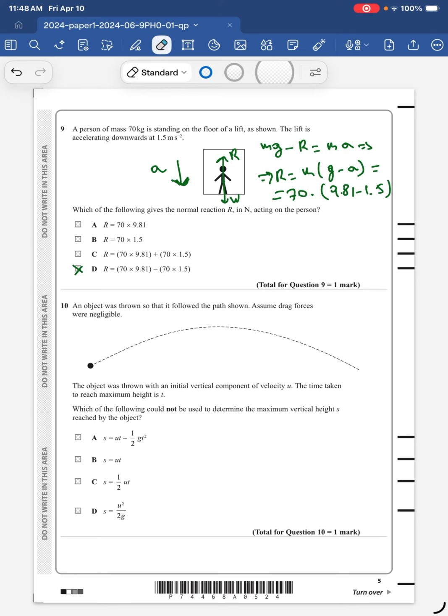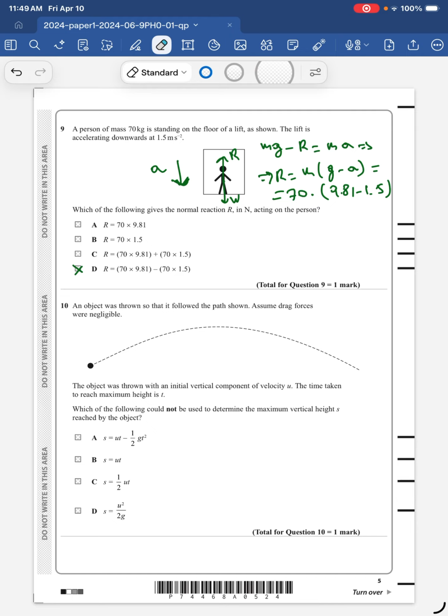Okay, moving on to question 10. An object was thrown so that it followed the path shown. Assume drag forces were negligible. The object was thrown with an initial vertical component of velocity u. The time taken to reach maximum height is t. Which of the following could not be used to determine the maximum vertical height s reached by the object?